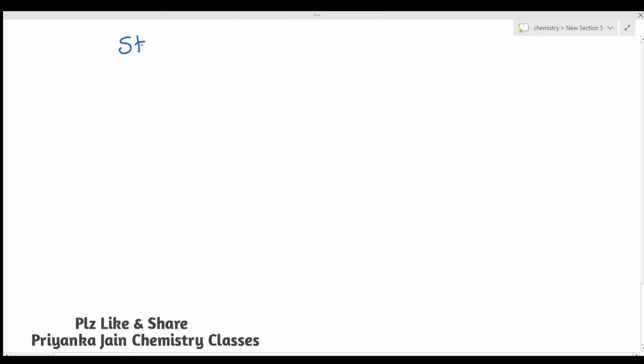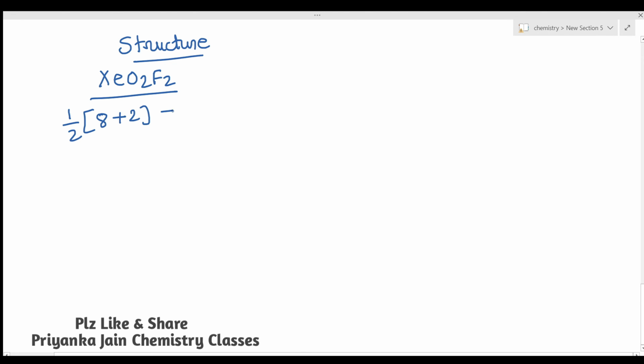So see its structure. If we see the structure of XeO2F2, see its hybridization: 8 plus 2, 10. So it has sp3d hybridization. Now xenon is the central atom. Two positions are occupied by oxygen. One position is occupied by the lone pair, and the fluorides will be present at the axial positions. So it has the seesaw shape.